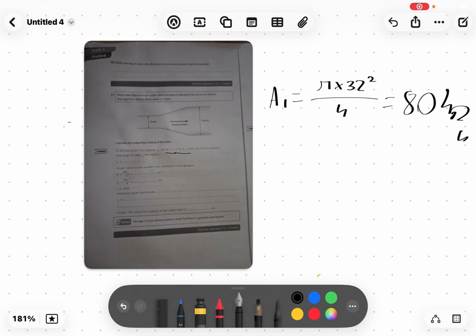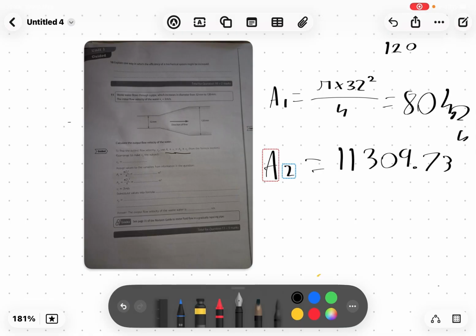That's going to be 804.24, and then for A2 we will do, instead of this, we're going to put 120. Let me just do that on the calculator. 120. 11309.73.